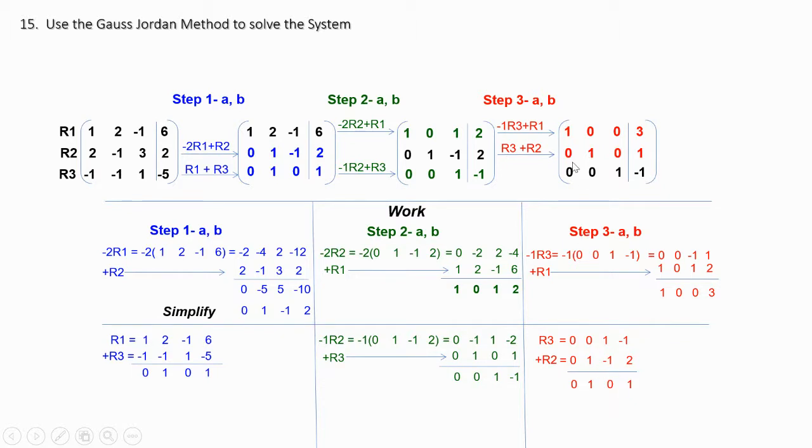If you notice, I've accomplished my task. All these are 1s, and the rest are 0s, which means this is the x, this is my y, this is my z. So in other words, x equals 3, y equals 1, and z equals negative 1. So that's my solution, which is 3, 1, negative 1.